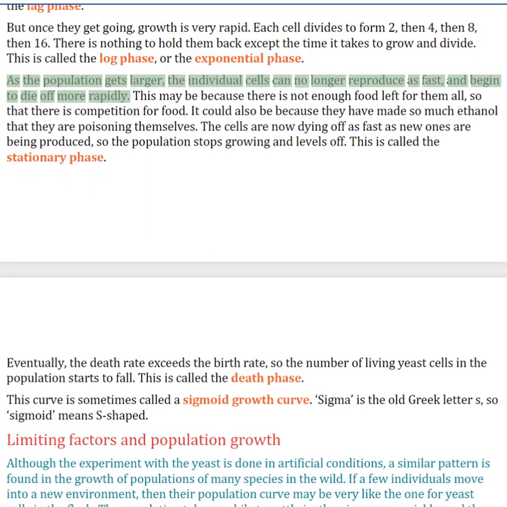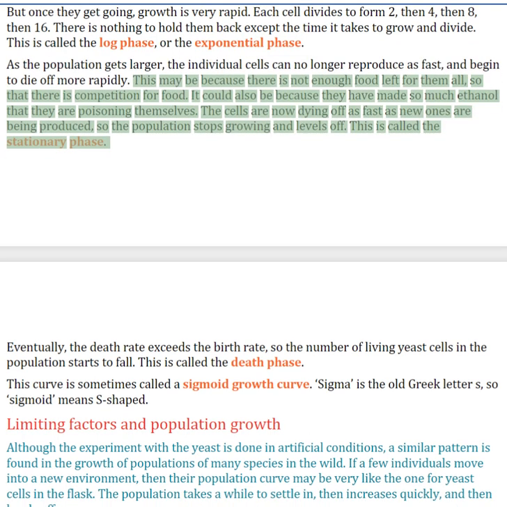As the population gets larger, the individual cells can no longer reproduce as fast and begin to die off more rapidly. This may be because there is not enough food left for them all, so that there is competition for food. It could also be because they have made so much ethanol that they are poisoning themselves. The cells are now dying off as fast as new ones are being produced, so the population stops growing and levels off. This is called the stationary phase.